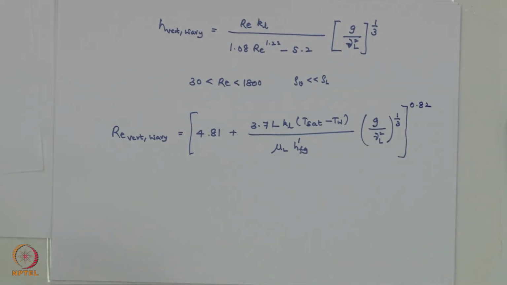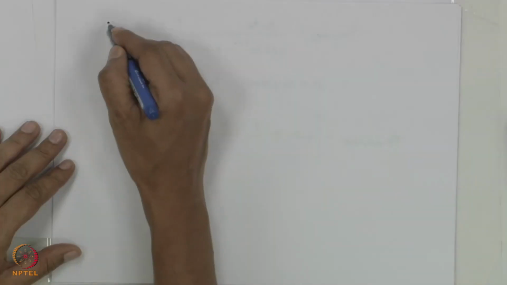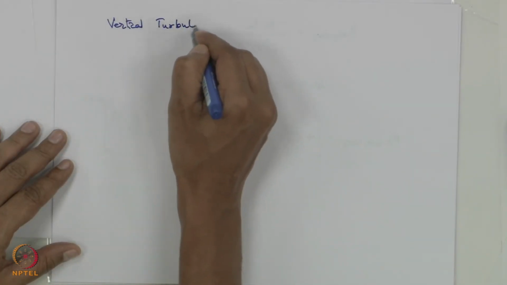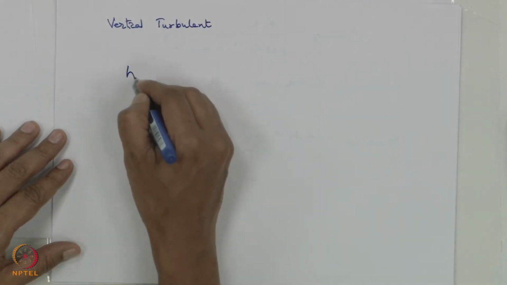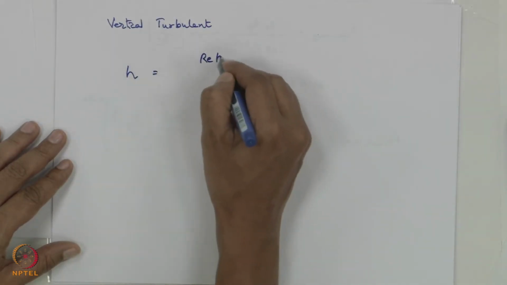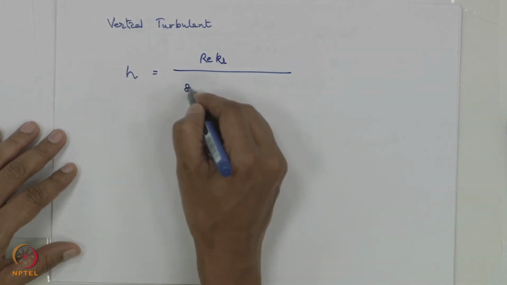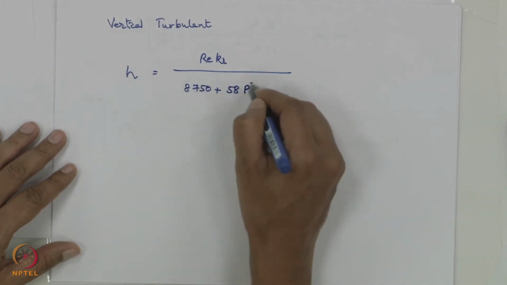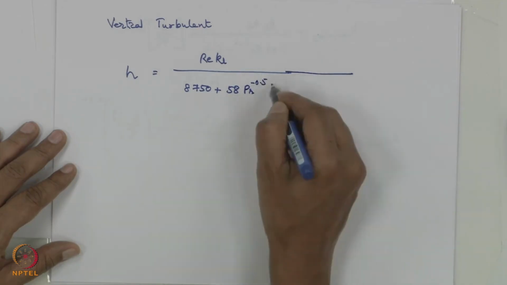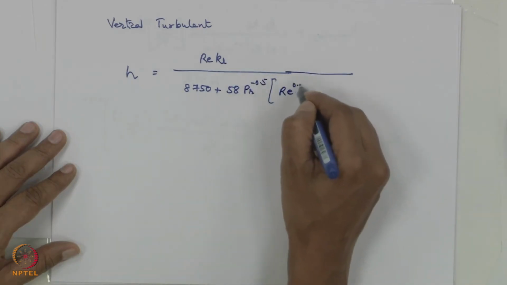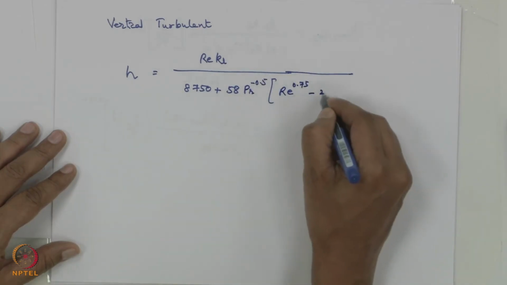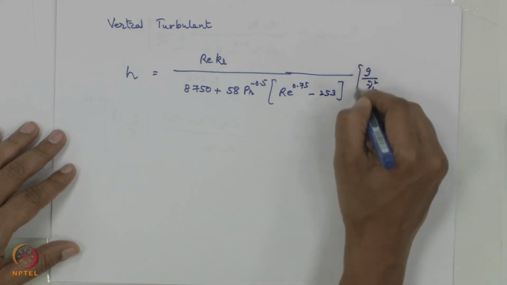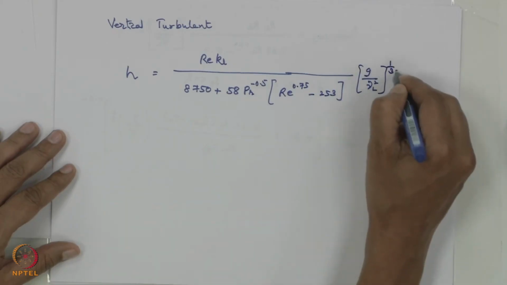And if you have vertical turbulent, so you have h equal to Re k_L upon 8750 plus 58 Prandtl number to the power of minus 0.5 into (Re to the power of 0.75 minus 253), into (g by nu_L squared) to the power of 1 by 3.